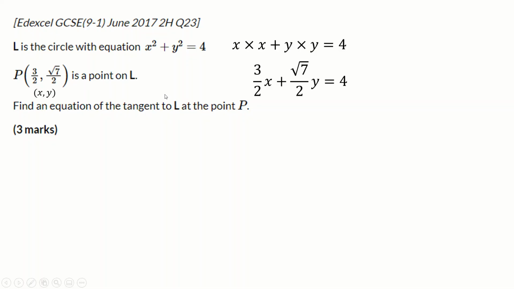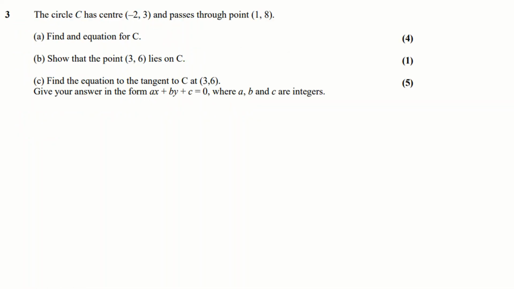In case you're an A-level mathematician, you can actually do this for A-level circles as well. In A-level maths, the only thing that's different is that the circle isn't centered at the origin. So it could be centered anywhere, like (-2, 3). Of course, if it goes through this point, then the distance between the center and this point is the radius, so I can just do Pythagoras.